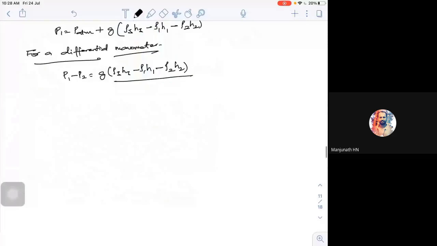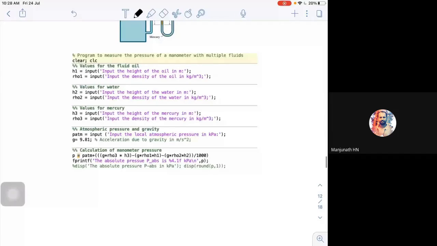So I've written the code. These are the values for the oil. This is the values for the water. These are the values for the mercury. Then I have input the atmospheric pressure and G and am trying to calculate. So look at this. I'm trying to convert the pressure from pascals to kilopascals. That's why I'm dividing it by 1000, because I have my atmospheric pressure in kilopascals. Now, about the rounding and all, I will discuss that when I try to run the code.